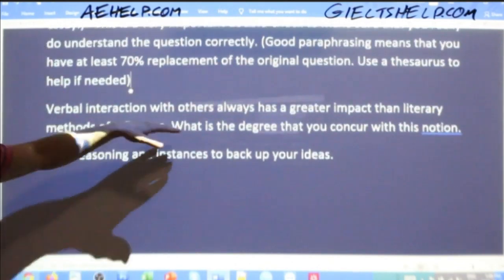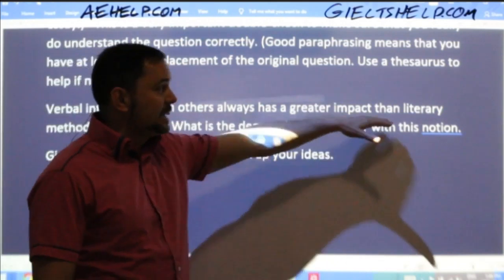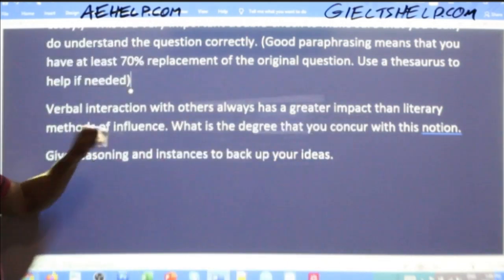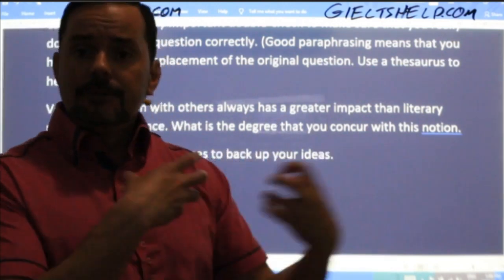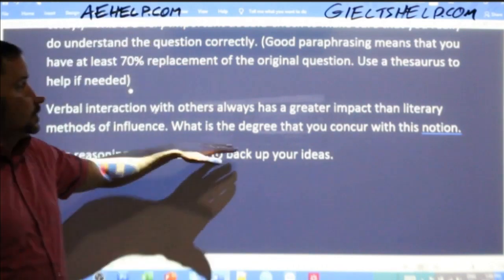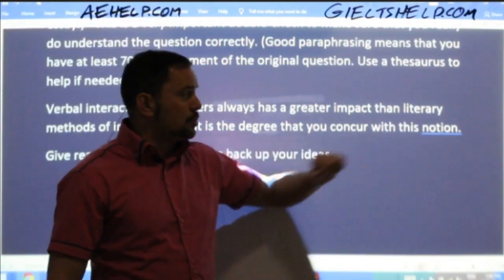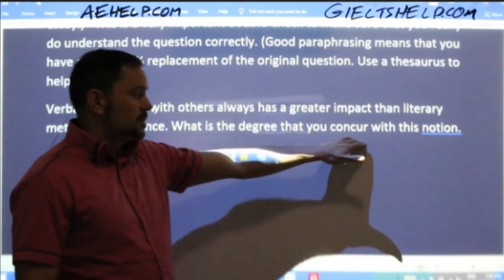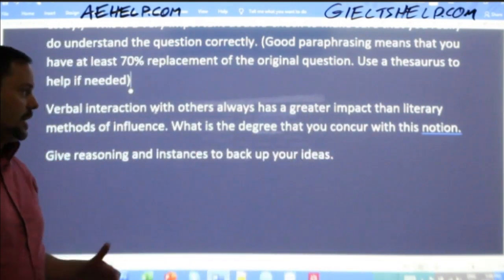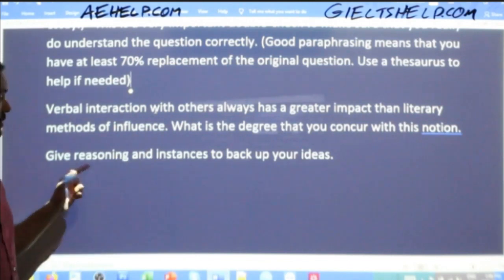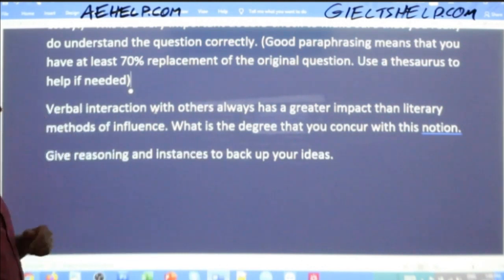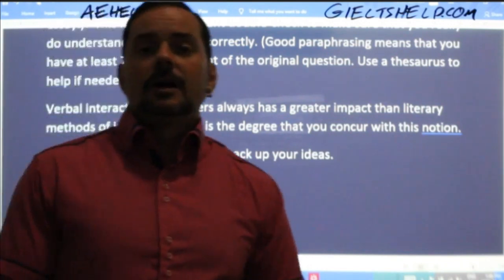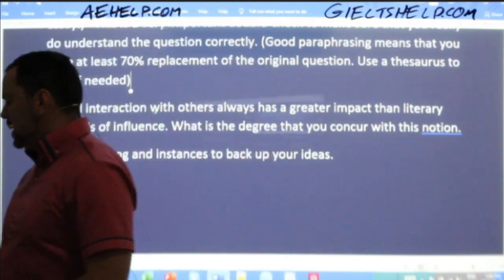Verbal interaction with others always has a greater impact than literary methods of influence, right? Why? Because when we're talking and when we're writing for each other, we're influencing each other, okay? What is the degree that you concur with this notion? So with this idea, concur is just a synonym for agree, okay? And then, of course, give reasoning and instances to back up your idea. So I'm just using a lot of synonyms here for the original and paraphrasing, making sure that I understand the question accurately.